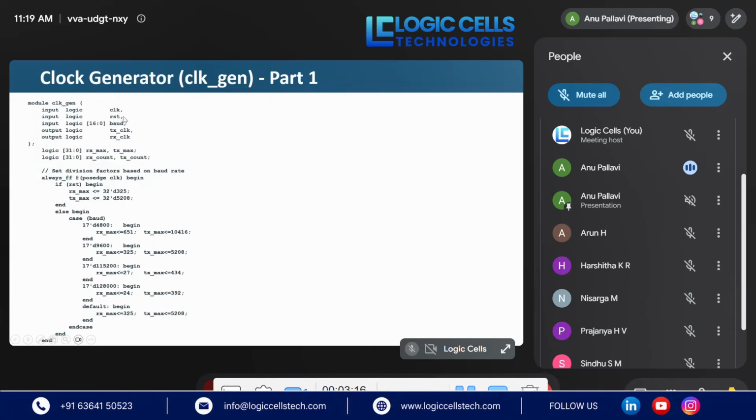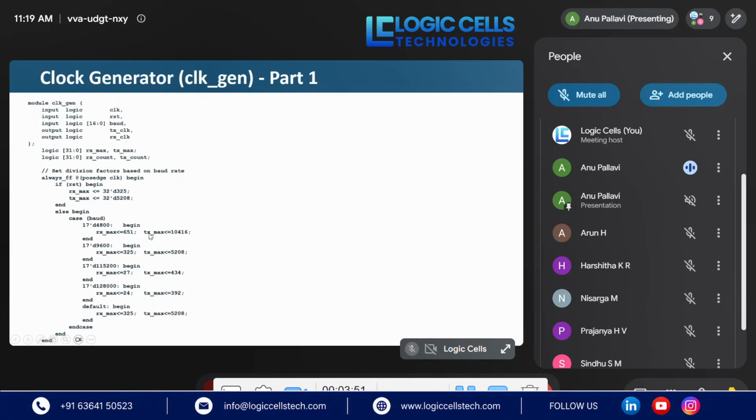These are the clock, which is the main system clock, the reset signal, the baud rate selection, the clock used by the transmitter, and the receiver clock used by the receiver. RX max and TX max are the counter values for the RX and TX clocks. RX count and TX count are the counters used to generate the RX and TX clocks. In the block, if reset is high, the default values are set during reset.